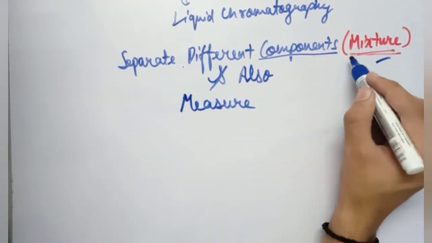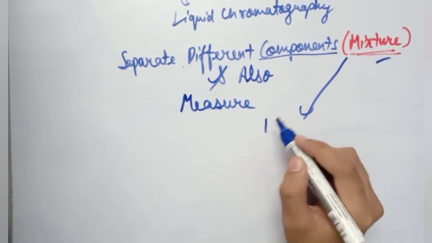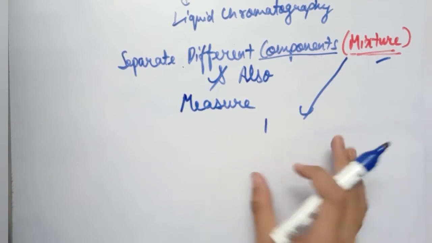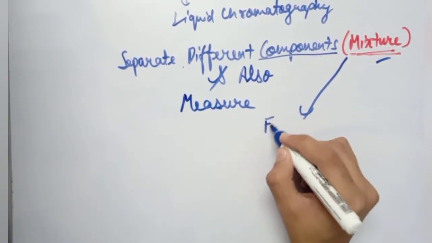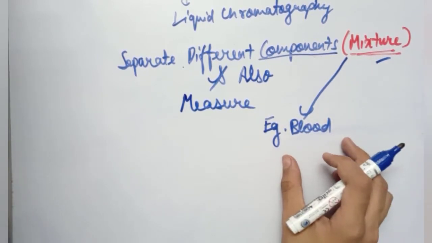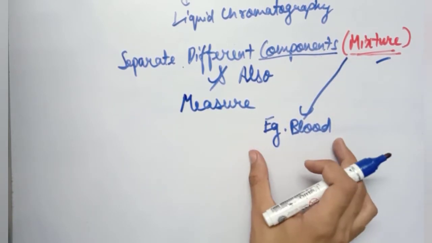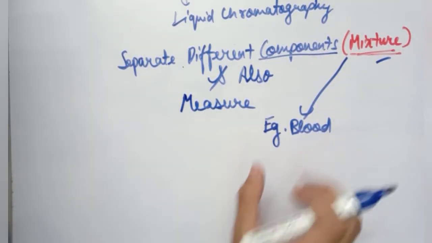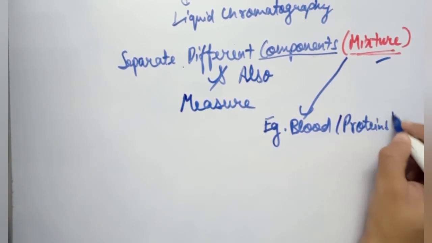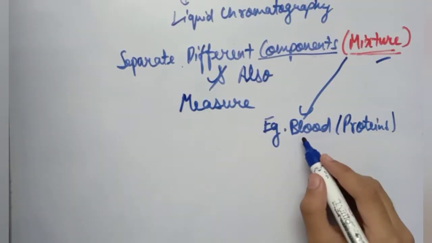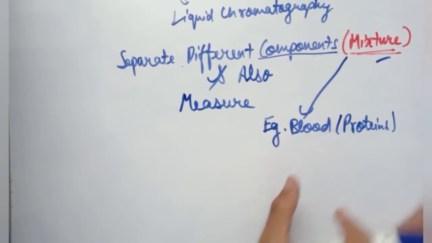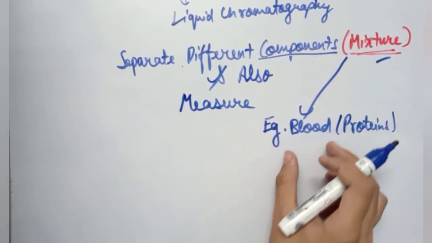a mixture, and mostly this mixture is a biological component, and the most common biological component from which different components are separated is, for example, blood. So if we need to find out different components from a biological mixture, such as blood, which is a very common example, that's why I've taken the example of blood.